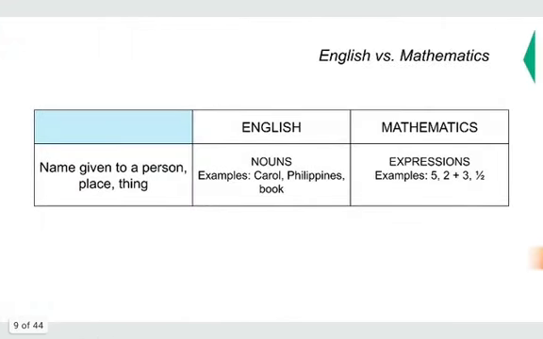So first, we have a term called noun, diba, in English. So in English, noun is a name given to a person, a place, a thing, or an event, and so on. So for example, Carol is a name we give to a person. Philippines is the name of a place or a country. Book is a name of an object, a thing. What's the equivalent in math?